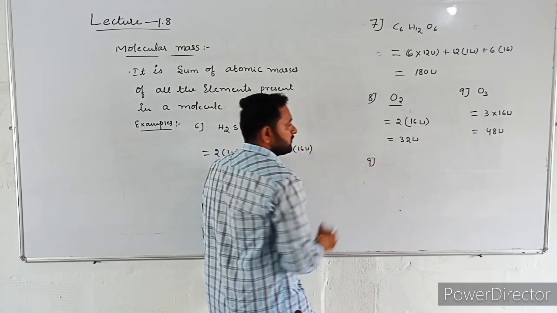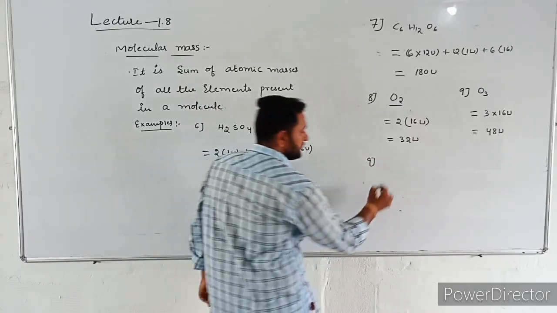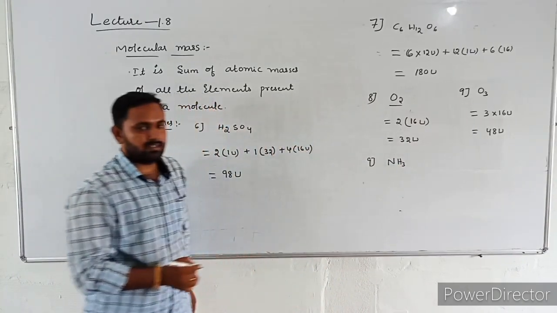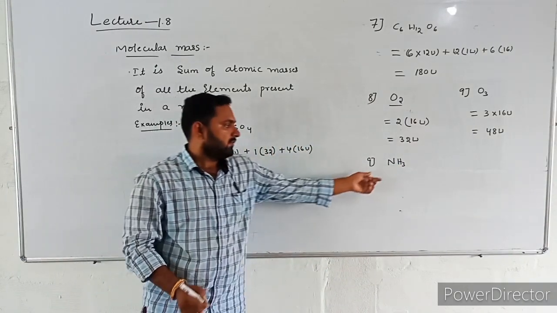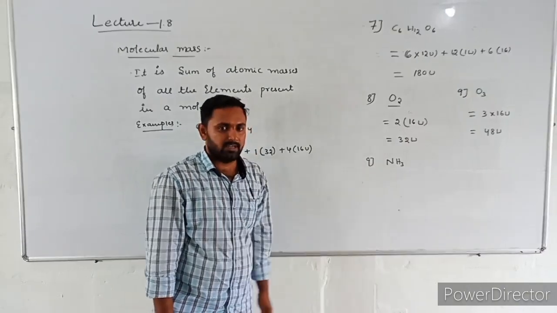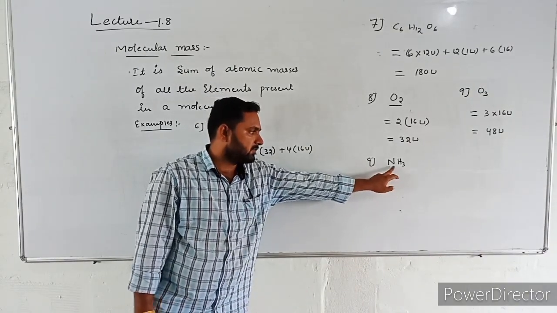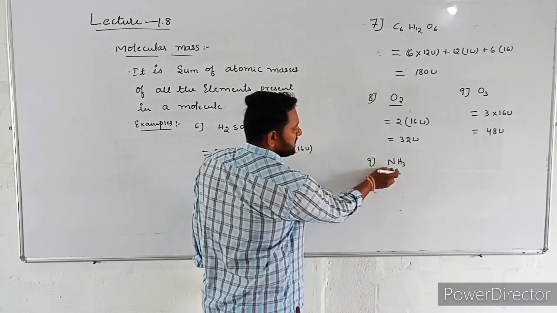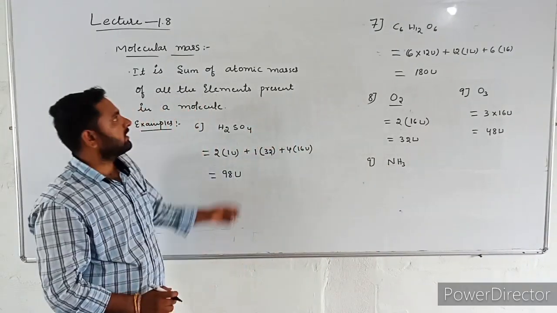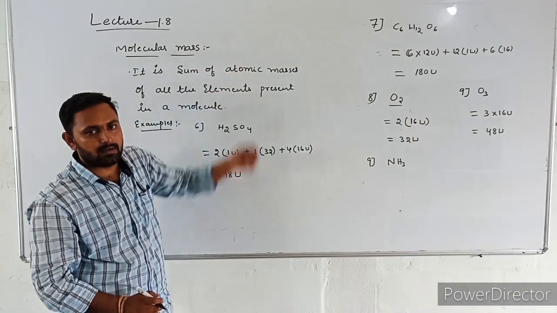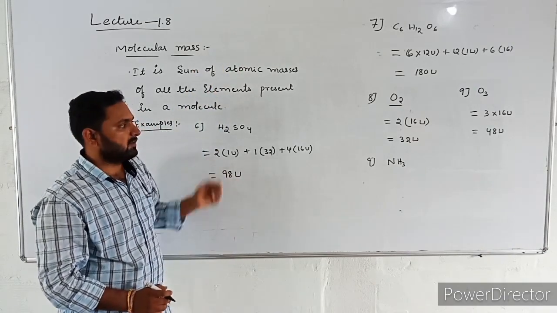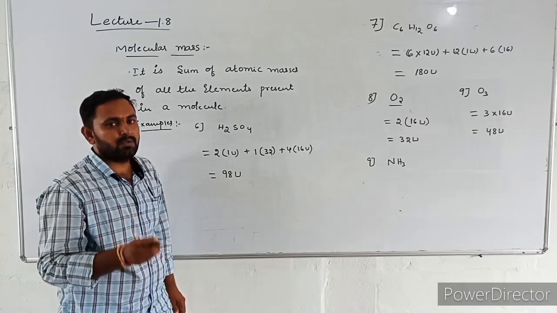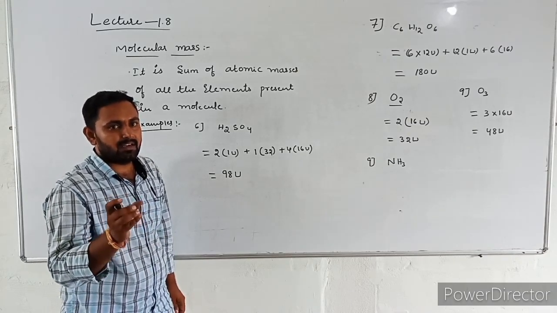Next, calculate molecular mass of NH3. What is the molecular mass of NH3? First you find which types of elements are present. One is nitrogen, the other one is hydrogen. If we know the atomic mass of nitrogen, then only we can calculate molecular mass. Otherwise we cannot calculate molecular mass. So you have to remember atomic masses of elements. At least remember 30 elements' atomic masses.